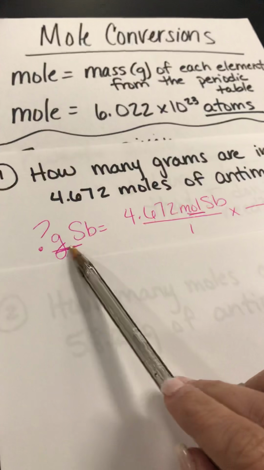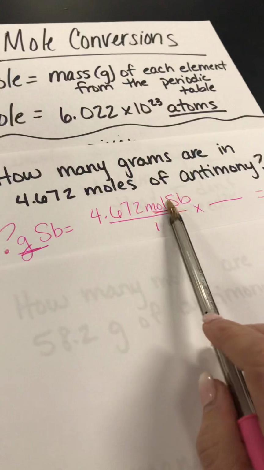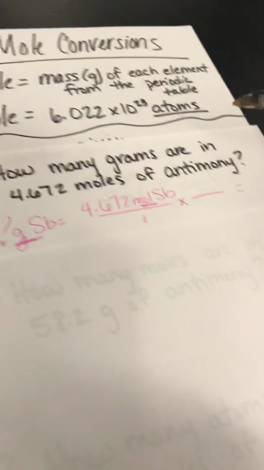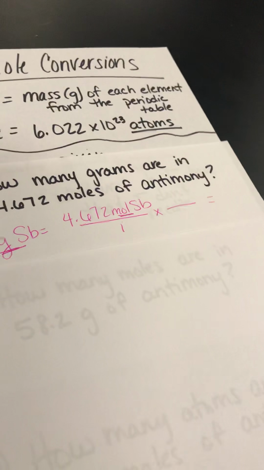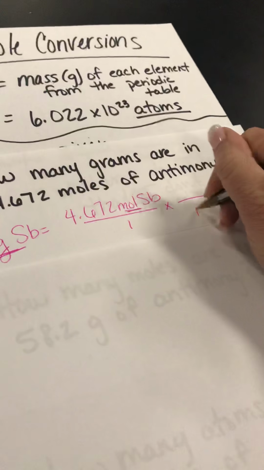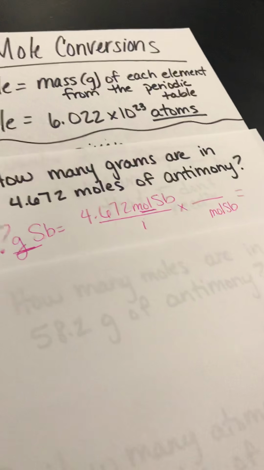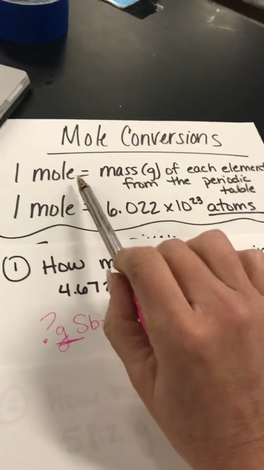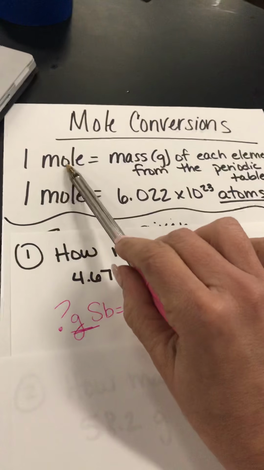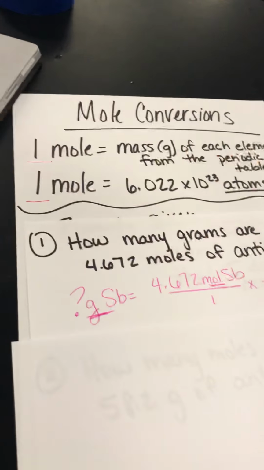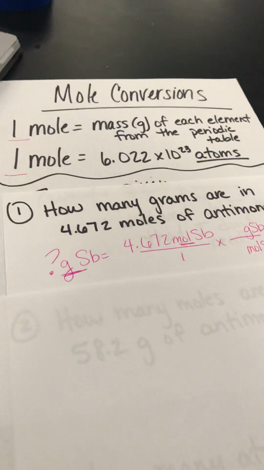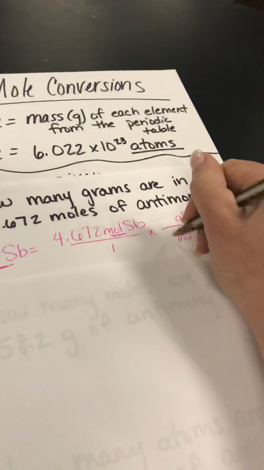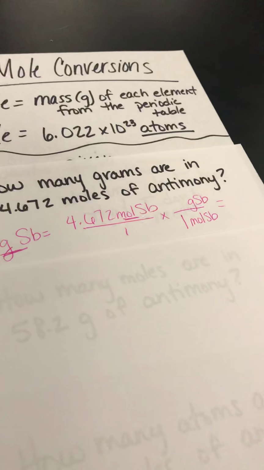Now that I know that I'm trying to get to grams of antimony, I'm starting with moles of antimony. Now I ask myself, what unit do I currently have that I need to get rid of? I don't want moles of antimony, so I'm going to throw moles of antimony to the bottom, and I'm trying to get to grams of antimony. So now I use this relationship that we talked about up here. 1 mole, notice that it's always 1 mole. Just like when we talked about the metrics, how the 1 always went with the prefix, the 1 in this case always goes with the mole. It doesn't matter if the mole's on top or on the bottom, it's always 1 mole.